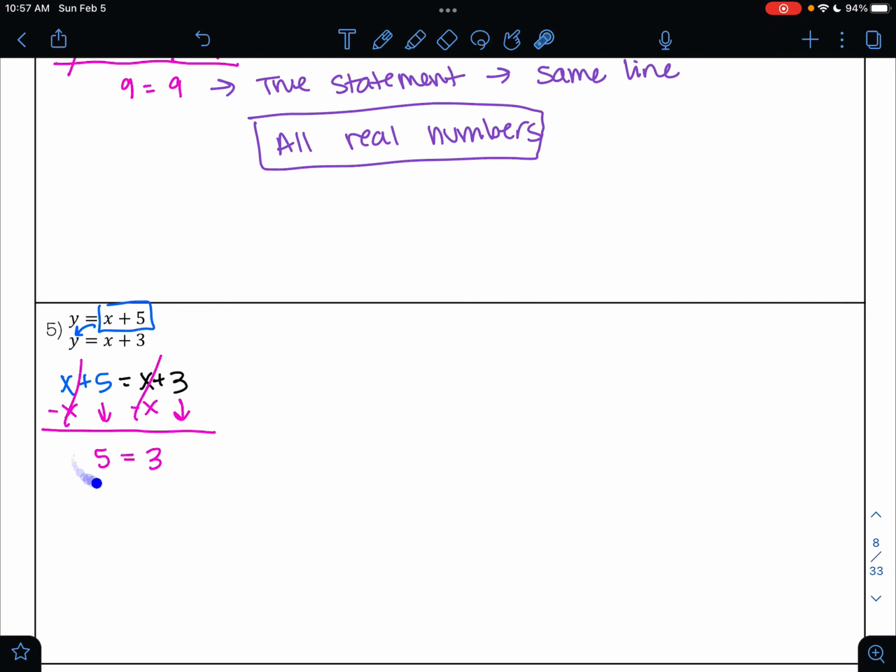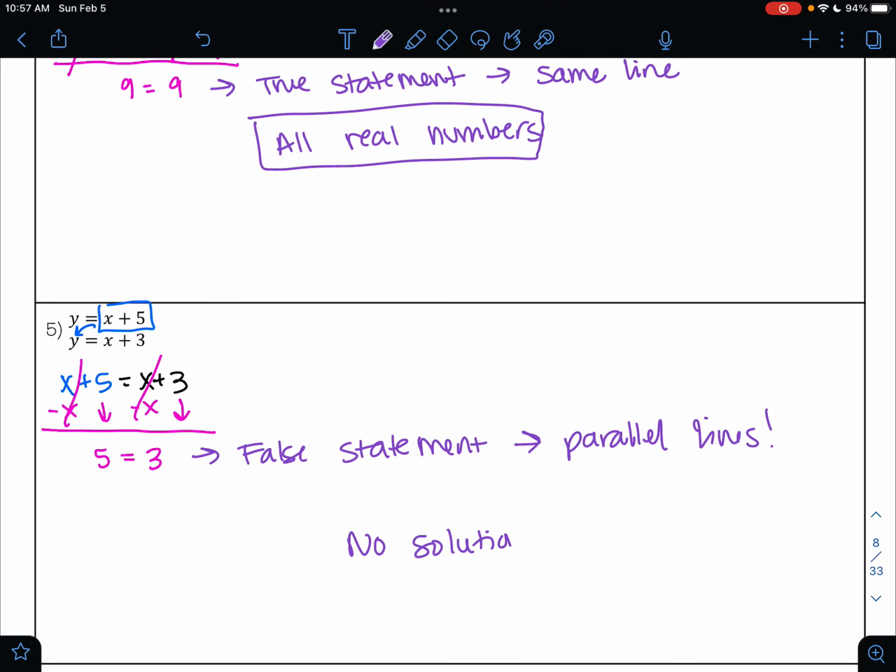Again, my variables went away. All I'm left with is this statement. I need to figure out if this statement is true or false. So looking at this statement, does 5 equal 3? No, this is a false statement. When we have a false statement, that means that we have parallel lines. If we have parallel lines, that means that our two equations never intersect. And so our answer is no solution.